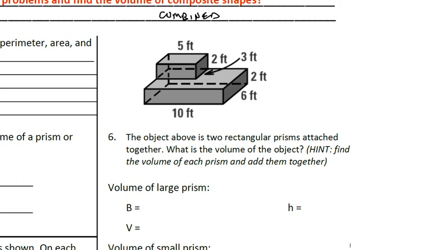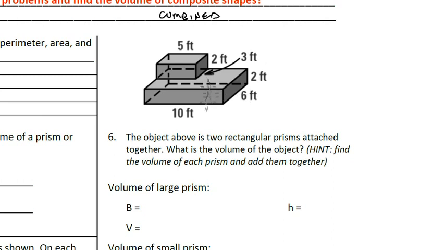So number 6, the object above is 2 rectangular prisms attached together. What is the volume of the object? So if you look at this, we actually have 2 rectangular prisms connected together. All you have to do is find the volume of each one of these and then add those 2 volumes together to combine them to find the total volume of the shape.